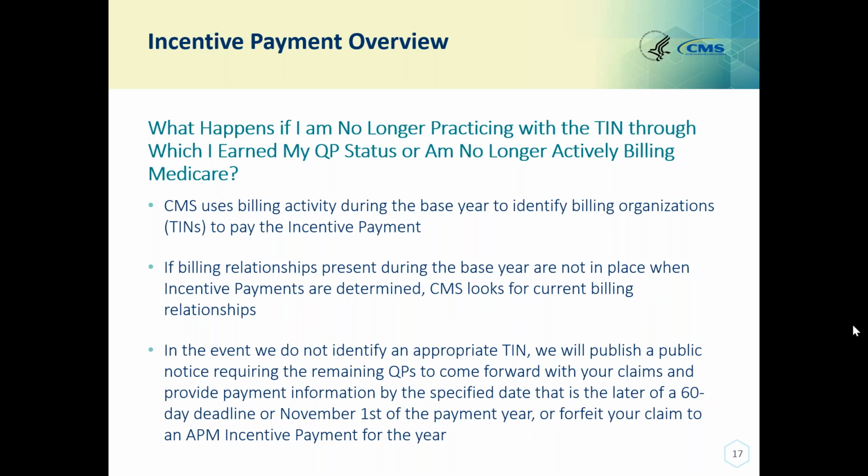And at that point, if we're unable to find any active billing arrangements, that MPI or QP name will appear on our public notice, and they will have the opportunity to provide current billing information. It would need to be received by the specified date, which is the later of the 60-day deadline or November 1st. So as Corey mentioned in the beginning, if you or someone you know has not received their payment, please have them look up the Federal Register, see if their name is there, and get that information in by November 1st.